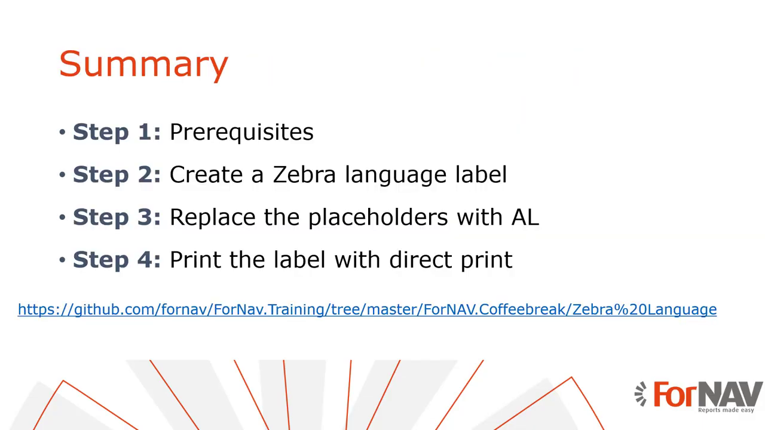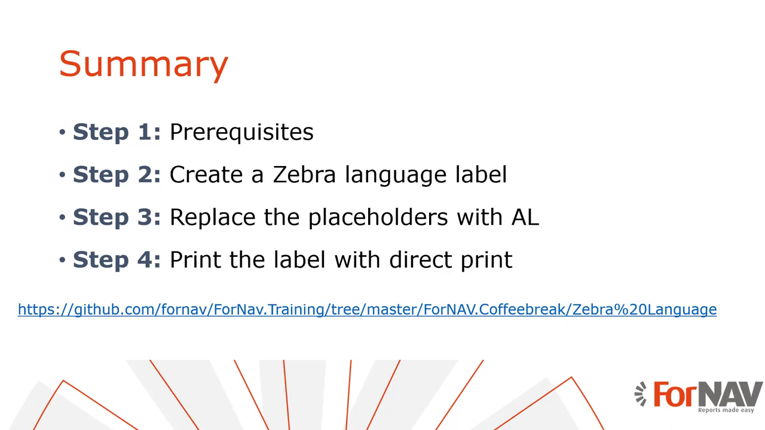Let's recap what we just did. The first step to print zebra language labels is to create the zebra layout file in the zebra designer. We have used placeholders where we want to use Business Central data. The next step is to read zebra layout with AL and replace the placeholders with Business Central data. Finally, we called the ForNAV direct print code unit to print our label.